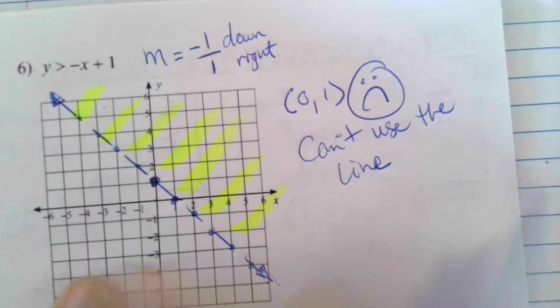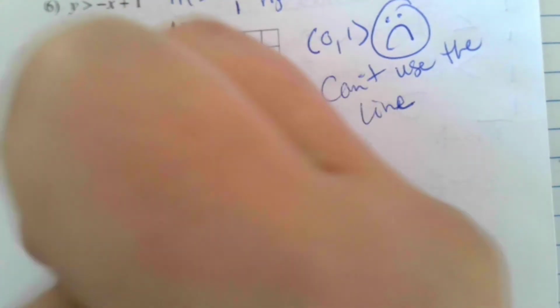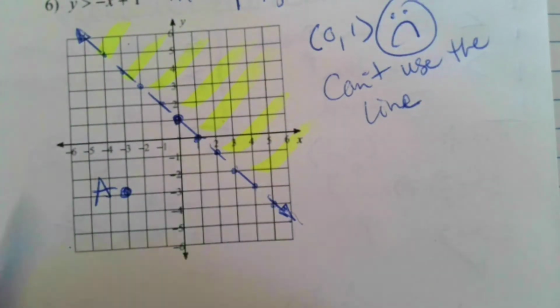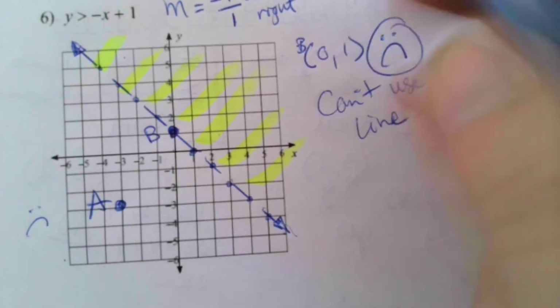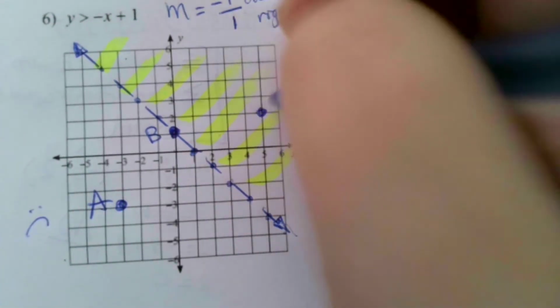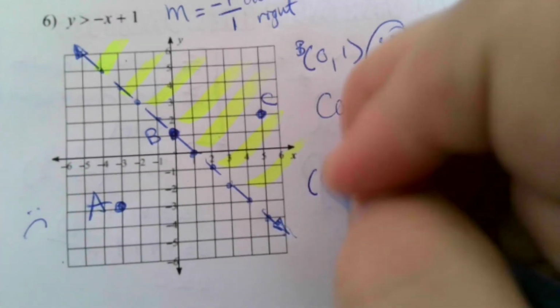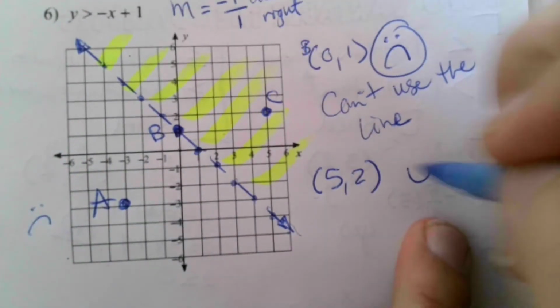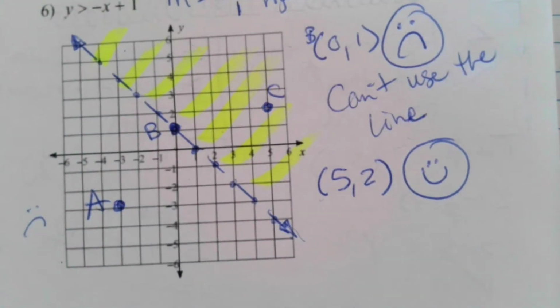Can I pick a point over here? Nope. Okay, I'm just going to put a point over here. Doesn't matter where. Can I use A? Nope. Can I use B? I can't use B. And then I'm just going to put a dot over here. Can I use C? Yeah, I can. And C for me is at 5, 2. You can put it wherever you want as long as it's in the colored area. Easy cheese, right?